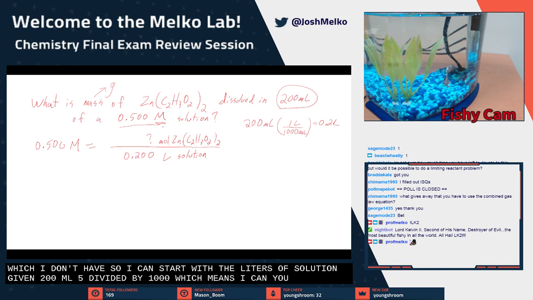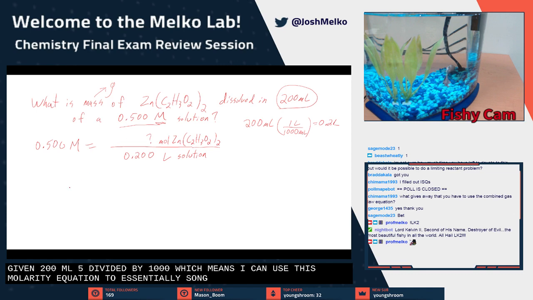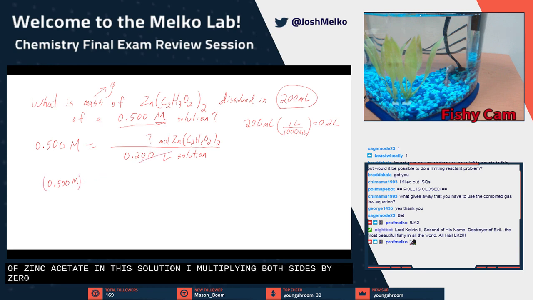Which means I can use this molarity equation to essentially solve for the amount of moles of zinc acetate in this solution by multiplying both sides by 0.2.